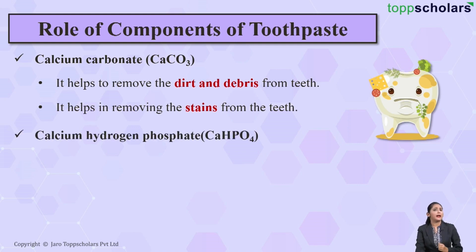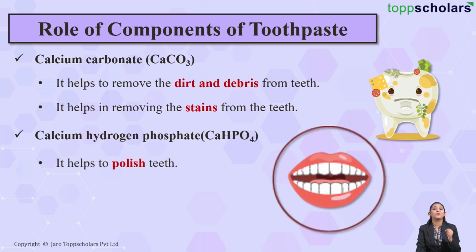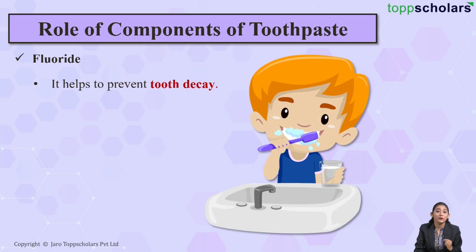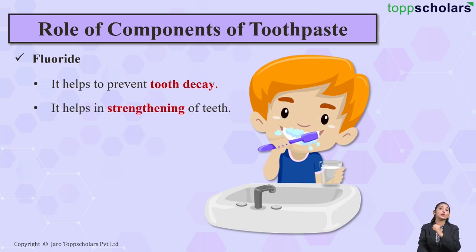What about calcium hydrogen phosphate? Calcium hydrogen phosphate plays a very important role, that is, it helps to polish your teeth. And so your teeth shine brightly. What about fluoride, friends? Fluoride helps to prevent tooth decay. It also helps in strengthening of your teeth.